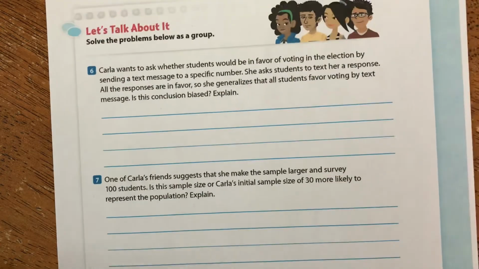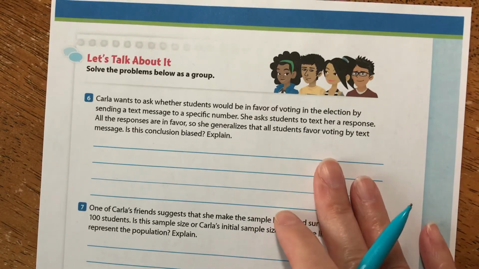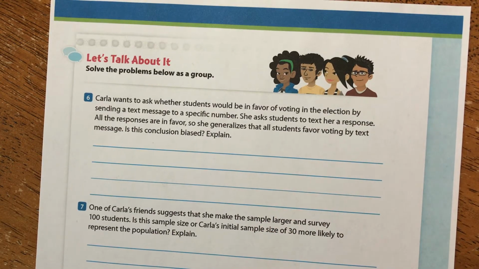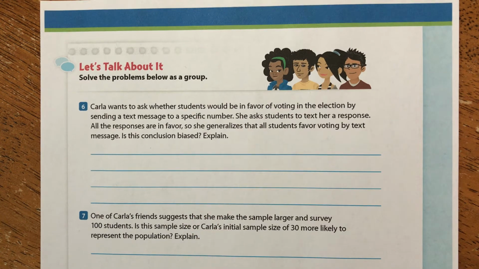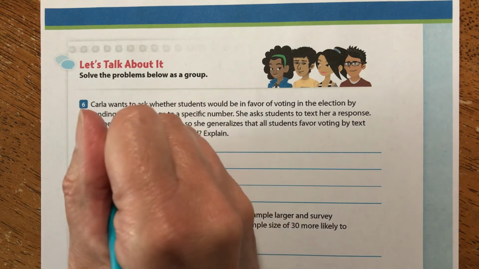Okay, no more questions to think about. Carla wants to ask whether students would be in favor of voting in the election by sending a text message to a specific number. So she asks students to text her a response. All the responses are in favor, so she generalizes that all students would be in favor of voting by text message. Is this conclusion biased? What do you think? Was that random? She says to kids, hey, just text me and let me know what you think. Was that a random sample? Nope. This is biased.